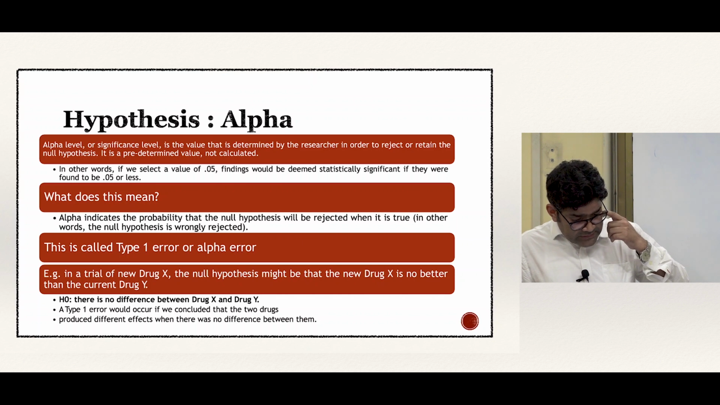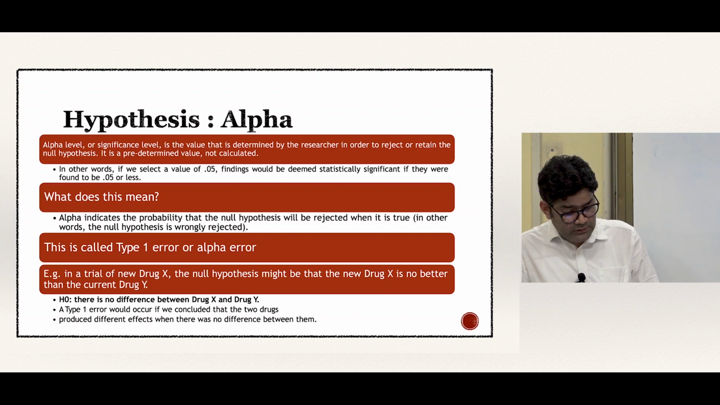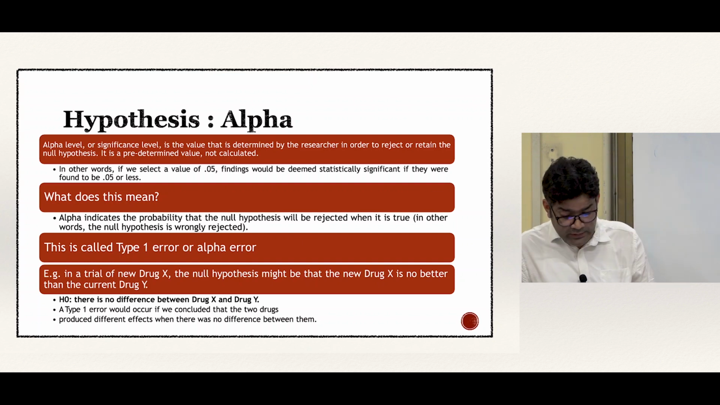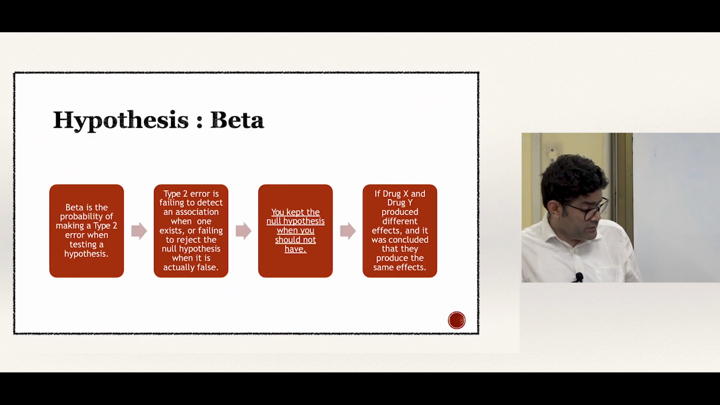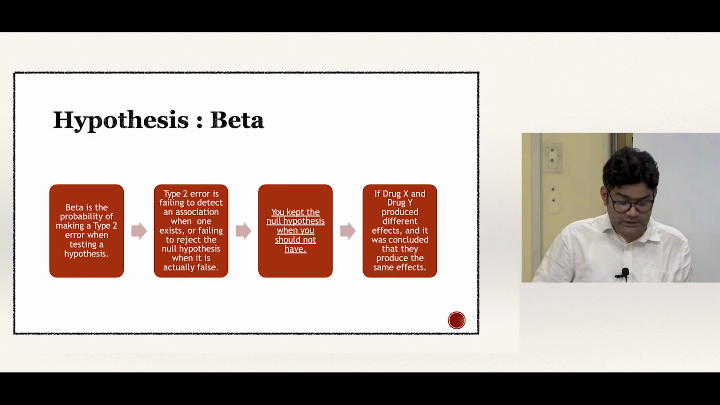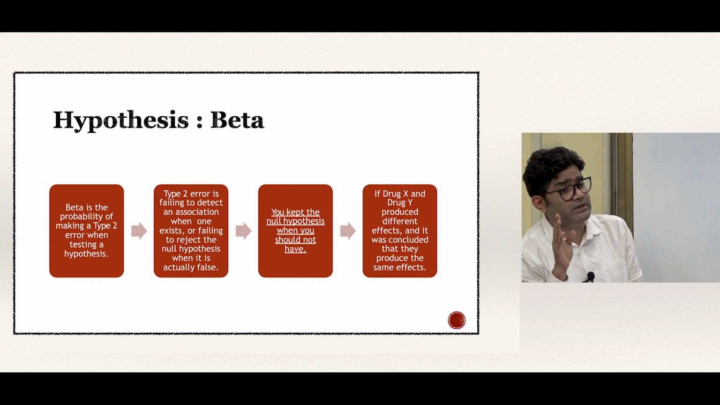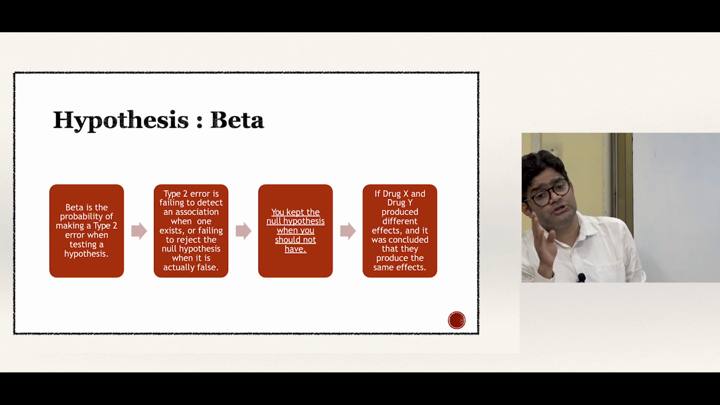Type 1 error example: here in a trial of new drug X, the null hypothesis might be that the new drug is no better than the current drug Y. So if you are rejecting this null hypothesis wrongly, you are having a type 1 error. Second one is type 2 error, which we call beta. So what is type 1 error? Type 1 error is the probability of rejecting the null hypothesis when it is true.